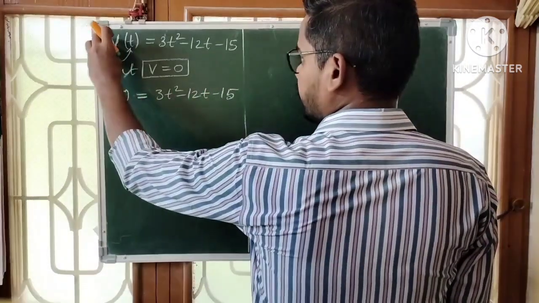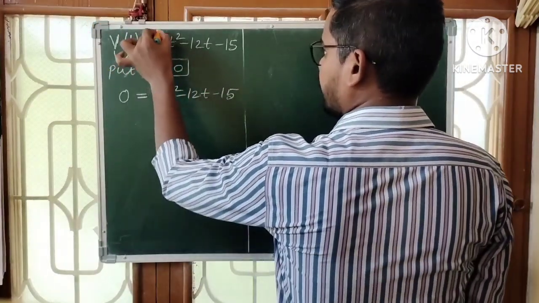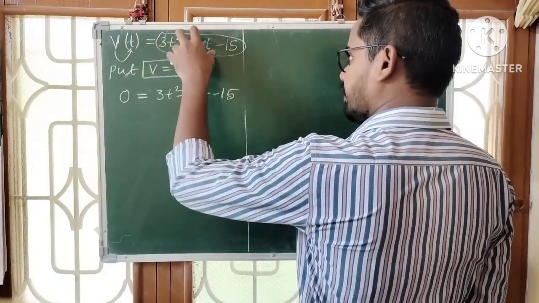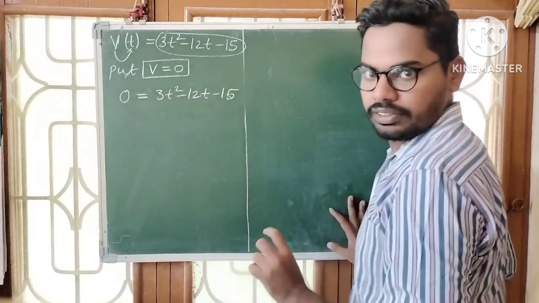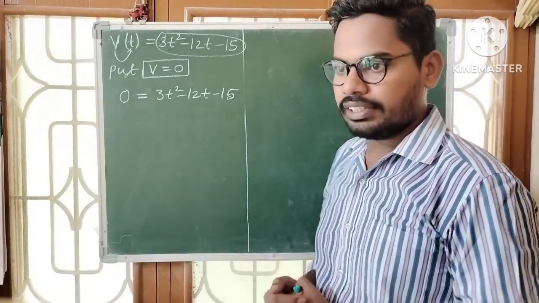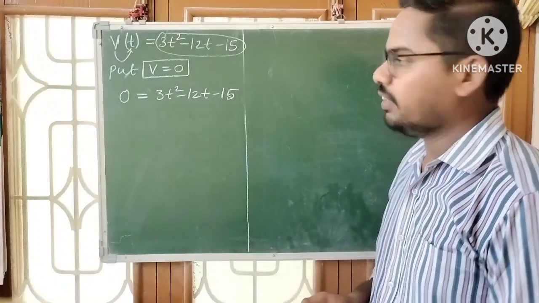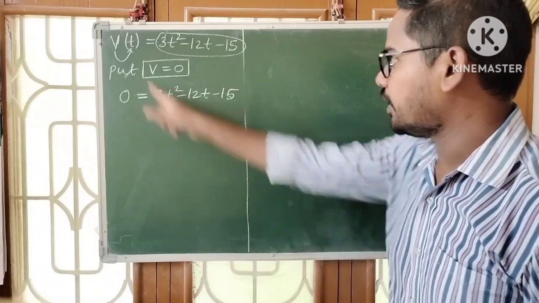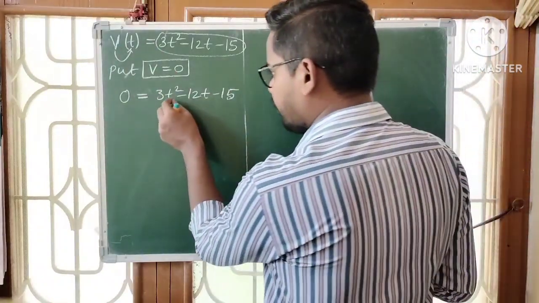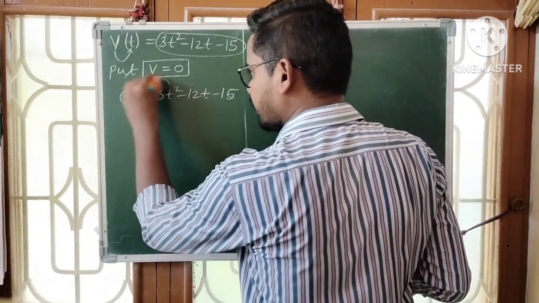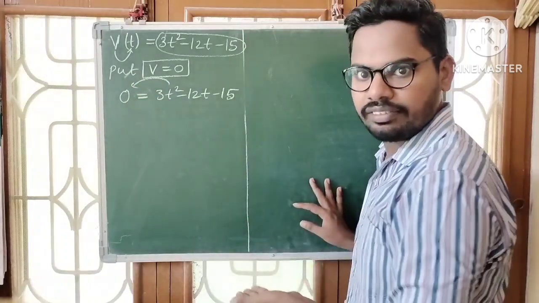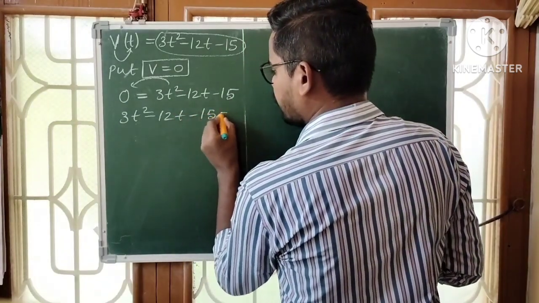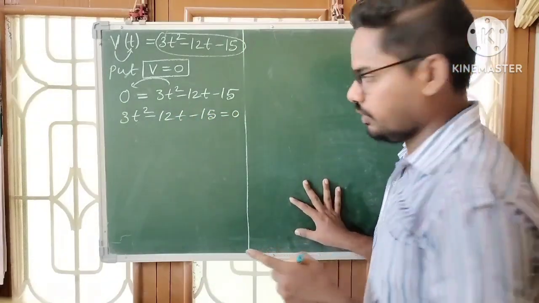So here velocity is equal to 0 when this expression is equal to 0. It means the velocity of the particle is 0 when this expression is equal to 0. So let us find for what values of t this expression is equal to 0. This is a quadratic equation: 3t square minus 12t minus 15 is equal to 0.